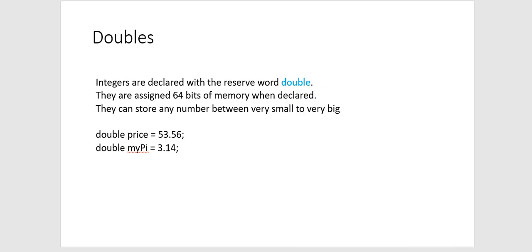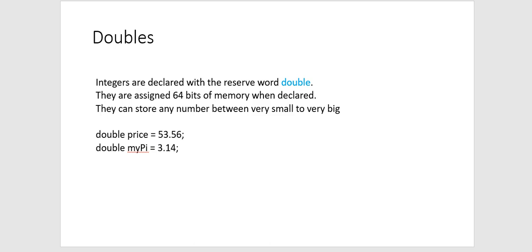When we make doubles, we use the reserved word double, and it's lowercase, just like int was lowercase. They are assigned 64 bits of memory when declared. 64 bits is not twice as much memory; it is actually 2 to the 32nd times the amount of memory that we had. So we can store a number from very, very small to very, very big.